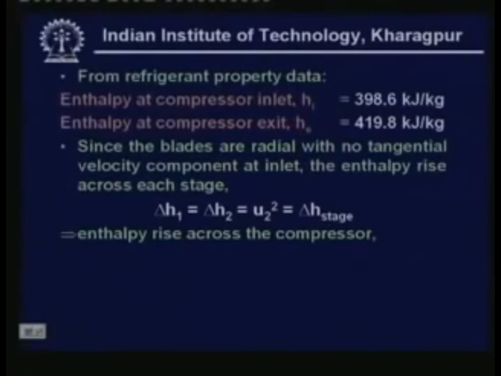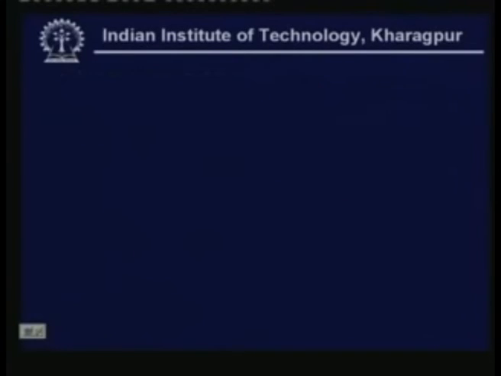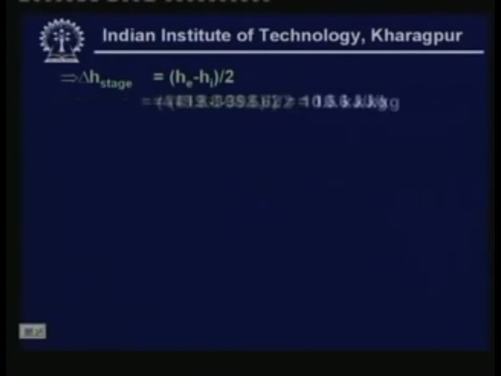But since the total enthalpy rise, that means He minus Hi, is equal to the enthalpy rise across impeller 1 plus the enthalpy rise across impeller 2, the total enthalpy rise across the compressor is equal to 2 into the enthalpy rise across each stage. That is what is mentioned here: He minus Hi is equal to delta H1 plus delta H2, which is equal to 2 into delta H stage. Now delta H stage is nothing but He minus Hi by 2, and from the given input data, delta H stage is equal to 419.8 minus 398.6 divided by 2, that is equal to 10.6 kilojoule per kg.